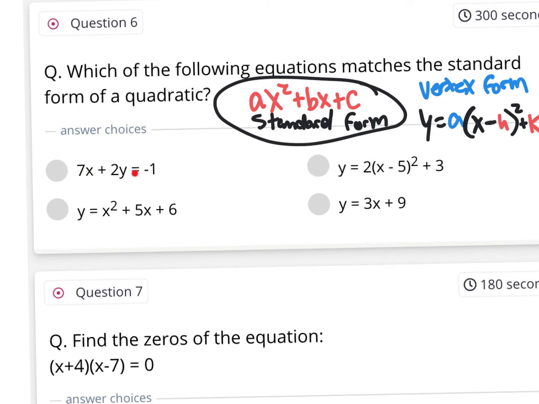This is not standard form. It doesn't have an x squared plus something x right here. This is standard form. This is a standard form quadratic trinomial where your a value is 1, your b value is 5, and your c value is 6. This is vertex form, and this is just y equals mx plus b. So this is the correct answer. Let's move on to question number 7.